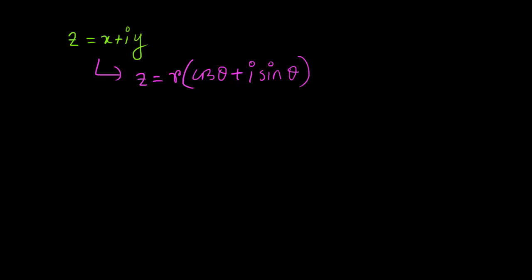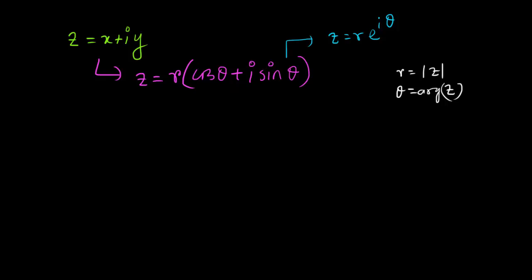This particular form can also be expressed as r e to the power i theta, where r is the modulus of z and theta is the argument of z, like this. r equals modulus of z and theta equals argument of z.